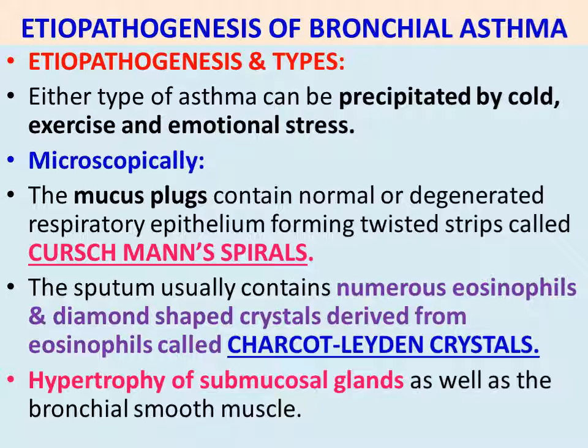Then etiopathogenesis of bronchial asthma. If you see etiopathogenesis, either type of asthma can be precipitated by cold, exercise and emotional stress. So asthma is of two types, intrinsic and extrinsic asthma, which we will discuss in the next slide. Both types of asthma are precipitated by cold, exercise and emotional stress.